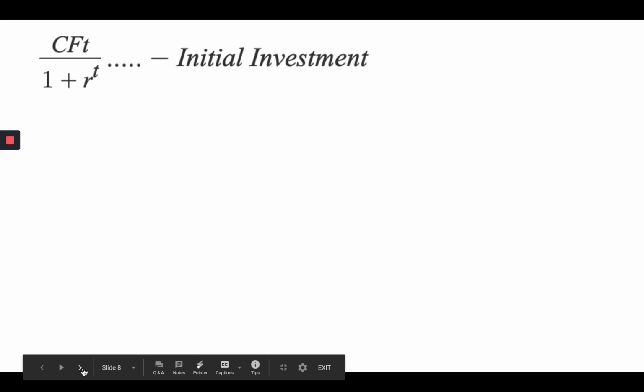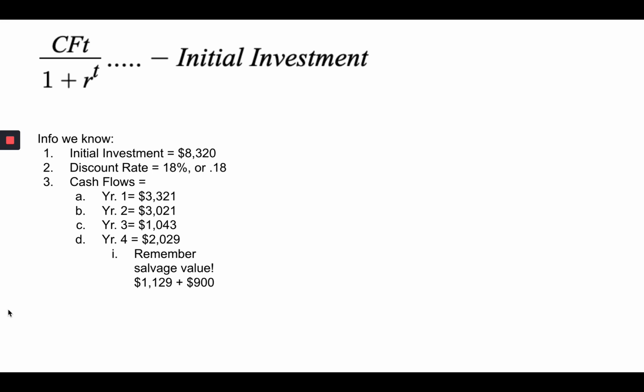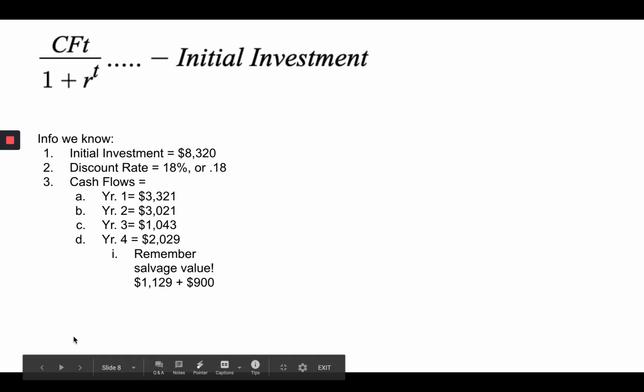So first things first, you write out the equation, and then let's write out all of the info that we know. The initial investment is 8320, discount rate is 18% or 0.18 mathematically. Cash flows for year one, $3,321. Year two, $3,021. Year three, $1,043. And year four, remember you have to add the salvage value, so it's going to be $2,029. Now, if you want to pause the video and try to set this up, go for it. We'll see if you can get it.